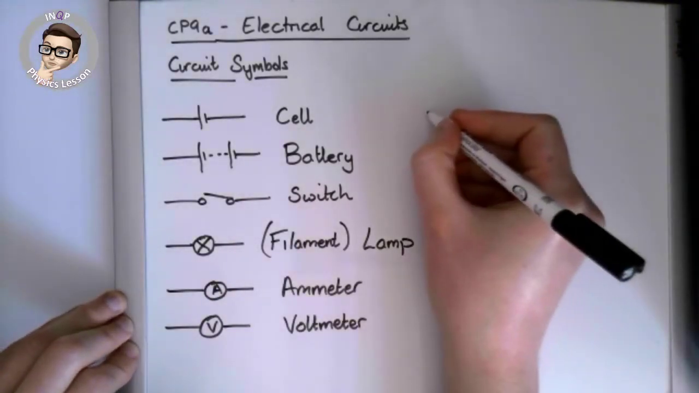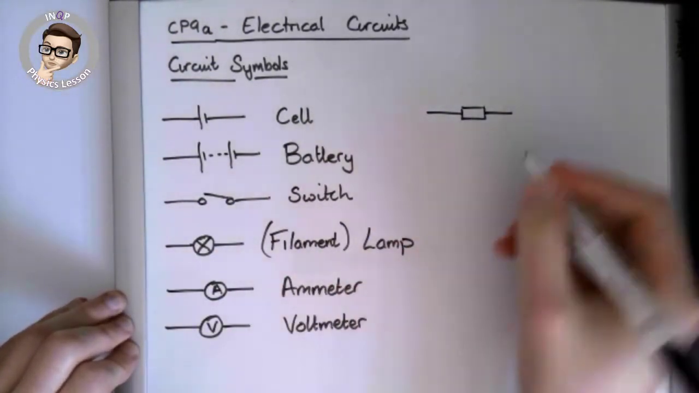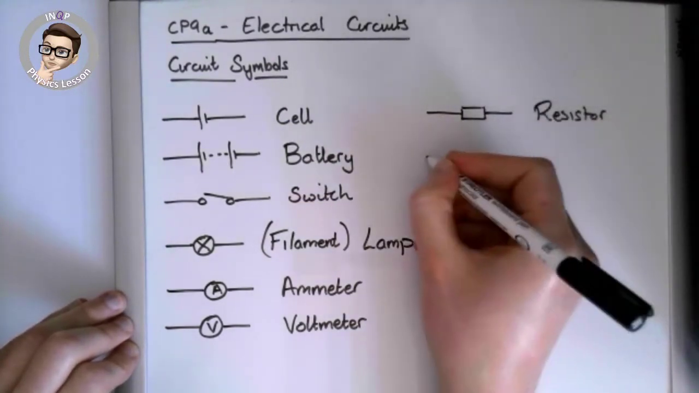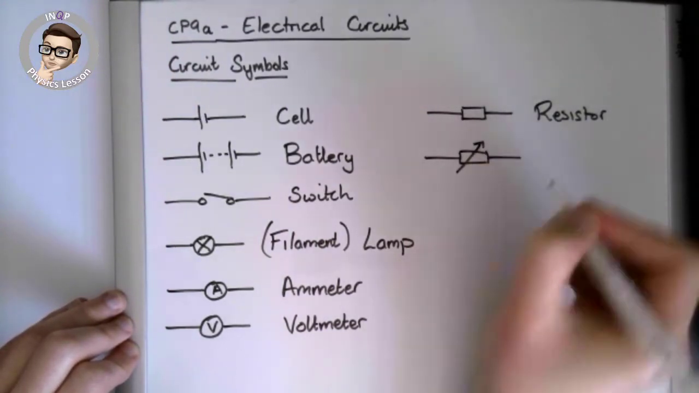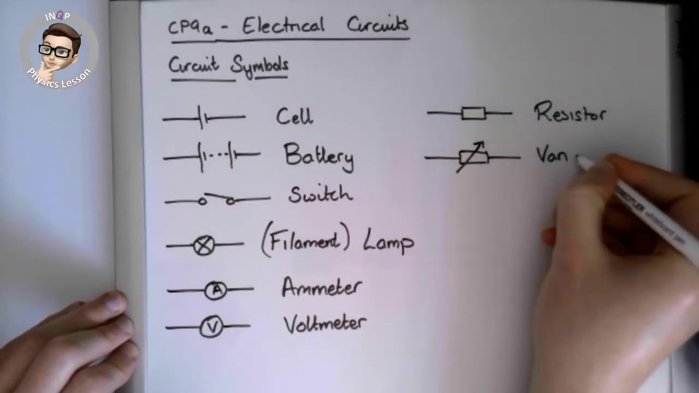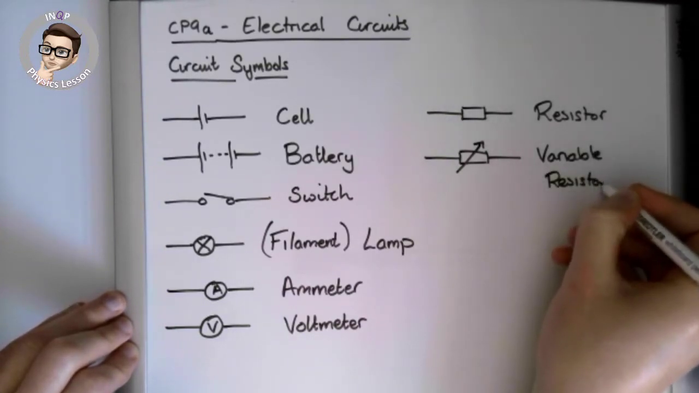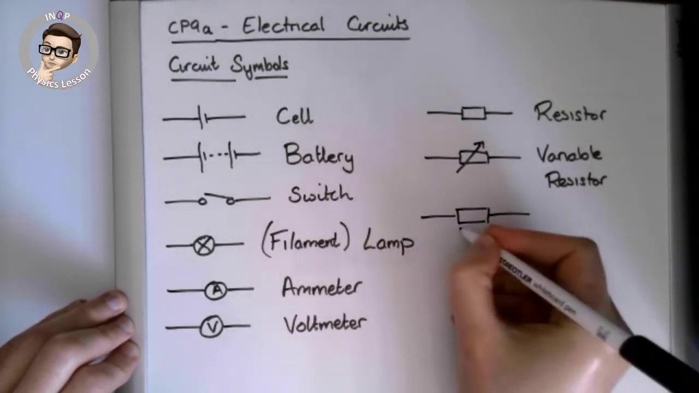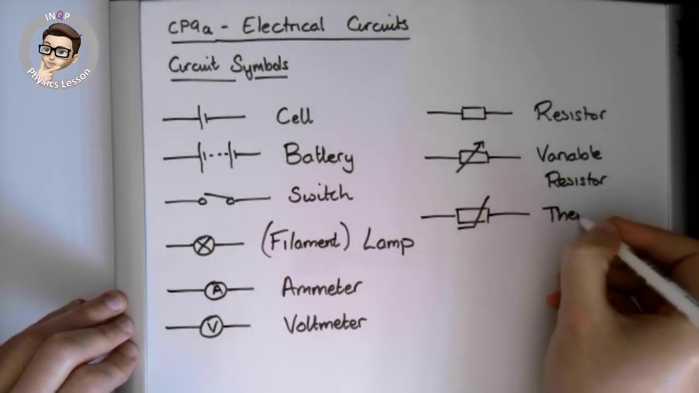We then have a line with a rectangle and another line. So there are two wires and a rectangle in the middle, which is a resistor. We can have another type of resistor which has an arrow across it. This is a variable resistor. In other words, we can change it. We can also have a resistor that has a hockey stick through it. This is called a thermistor.